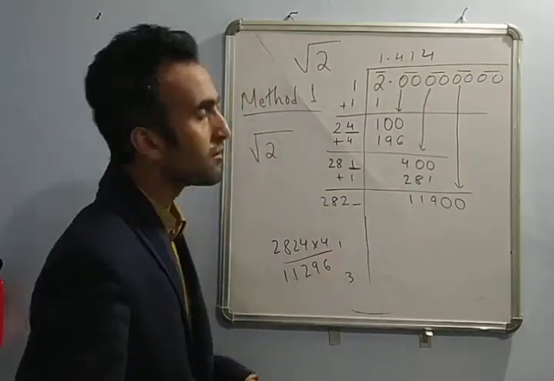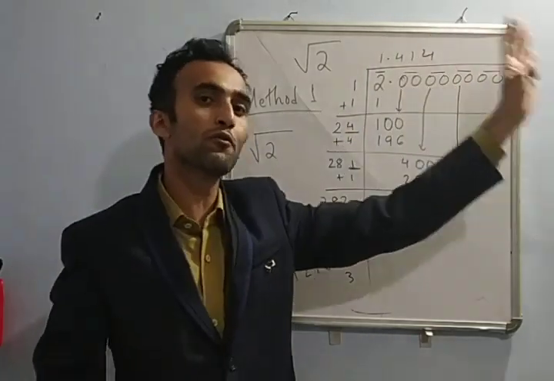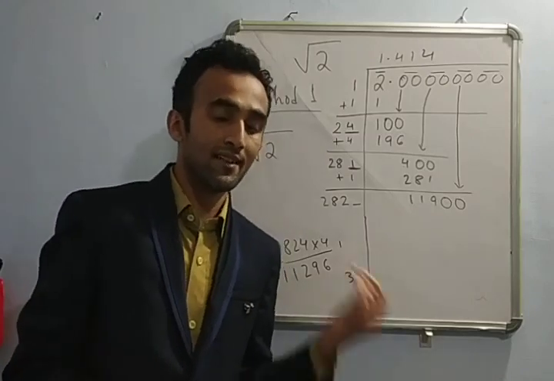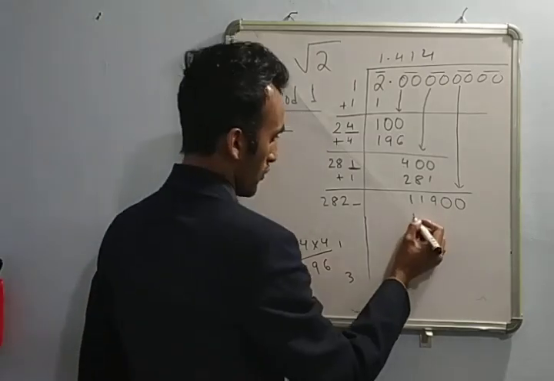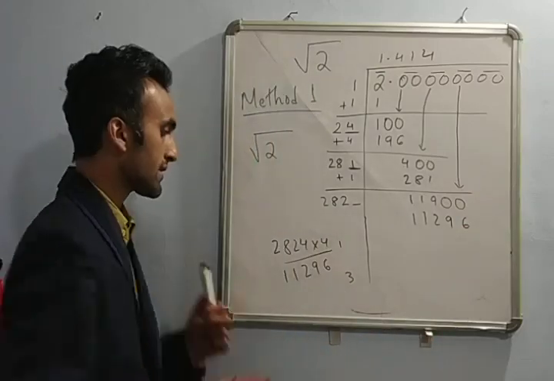So it looks like it will repeat. No, 4 is already there. Maybe 4 1 if it comes, 4 1, means it is not irrational. It becomes rational. Let's see what happens here. 1 1 2 9 6. Let's see what is the next.